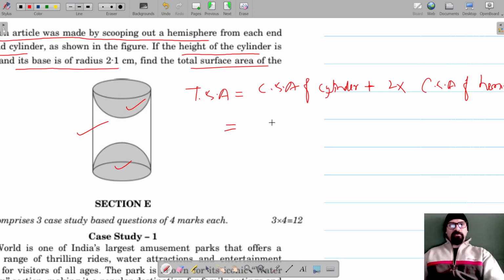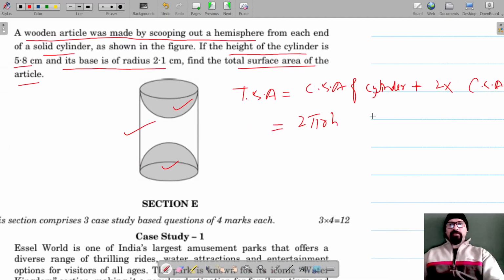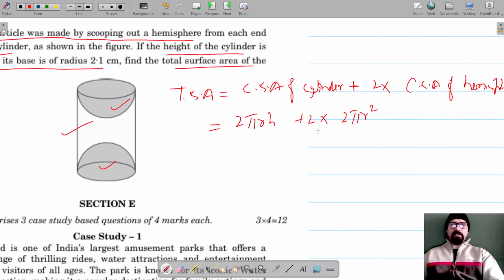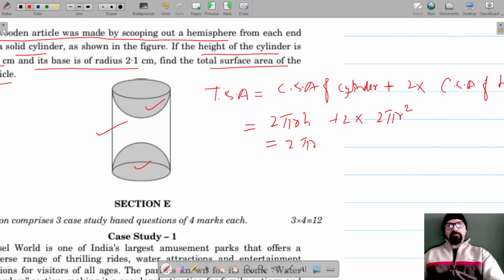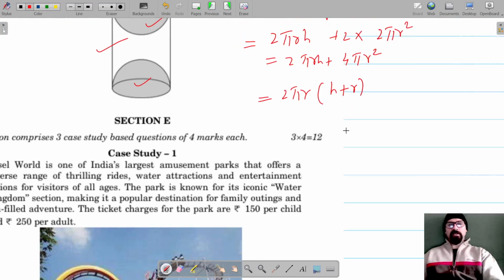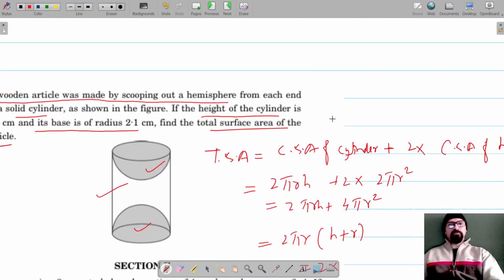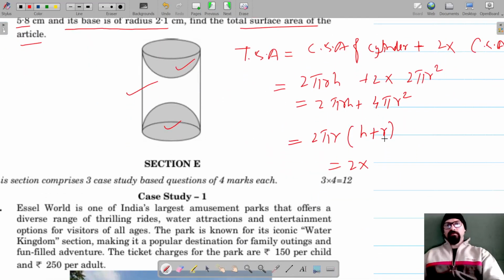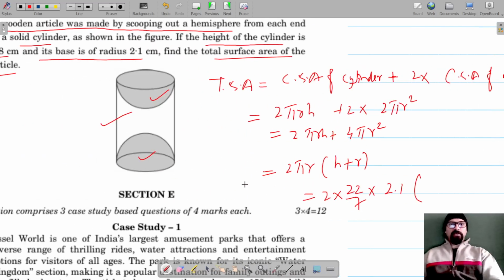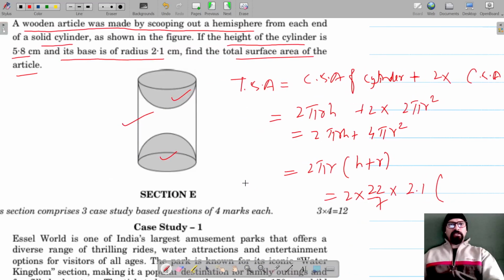So curved surface area of cylinder is given by 2 pi r into h, height is 5.8, plus 2 into curved surface area of hemisphere, which is 2 pi r square. So this is now equal to 2 pi r h plus 4 pi r square. And if we take common, this is 2 pi r into h plus r. Let's put in the respective values. So 2 into 22 by 7 into radius 2.1. The radius is common to the cylindrical and the hemispherical part, and height is 5.8.